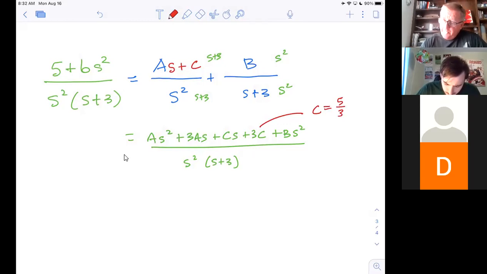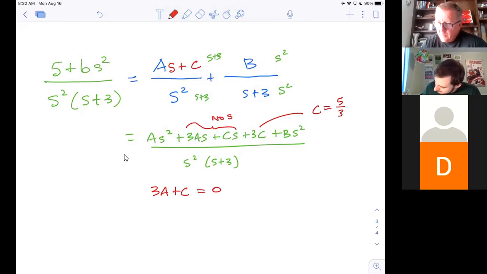Well, then notice the domino effect. If that's true, then I know that 3A plus C has to be 0, since there is no S term up there. So 3A plus C has to be 0. But now I know C is 5/3.